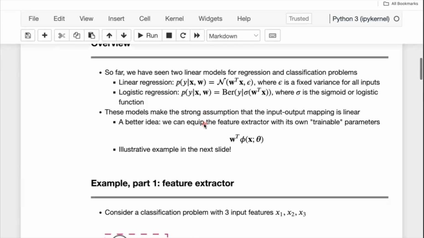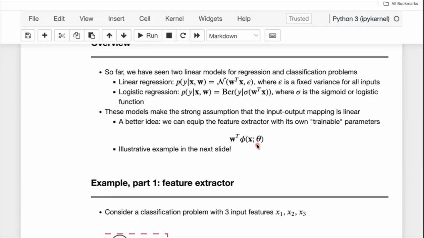If we look at the underlying assumption that we make here, we assume that the mapping between inputs and outputs is linear, right? And that comes from this dot product or inner product, which basically is a linear combination. So a better idea for solving more complex problems, where we have non-linearities or more intricate and complex relationships in the data, is to be able to extract some interesting features from the input data using some additional parameters, right?